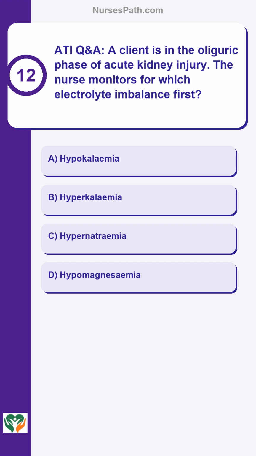Question 12. ATI Q&A. A client is in the oliguric phase of acute kidney injury. The nurse monitors for which electrolyte imbalance first? Hypokalemia, hyperkalemia, hypernatremia, hypomagnesemia.